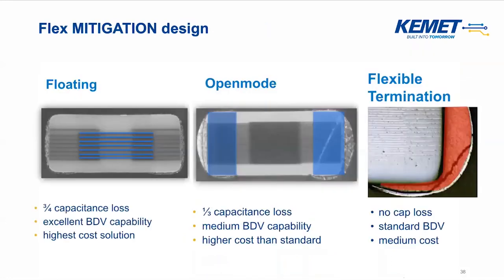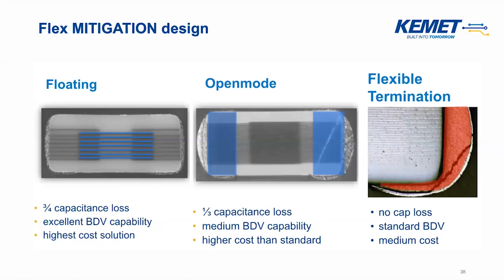I add this because maybe some newbies are here. So what are we talking about when we're talking about floating electrode, open mode, and flexible termination? On the left side, you see the floating one. The blue one is a floating electrode that's not connected to either side of the chip. It's not a problem, but it's a technical given: when you put 2 capacitors in series and you keep the area constant, you end up with 25% capacitance. In other words, you have 3/4 capacitance loss.